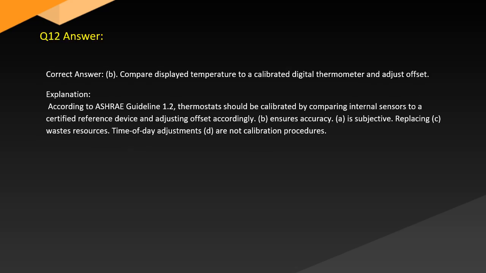Answer. Correct answer: B. Compare displayed temperature to a calibrated digital thermometer and adjust offset. Explanation. According to ASHRAE Guideline 1.2, thermostats should be calibrated by comparing internal sensors to a certified reference device and adjusting offset accordingly. B ensures accuracy. A is subjective. Replacing, C, wastes resources. Time of day adjustments, D, are not calibration procedures.